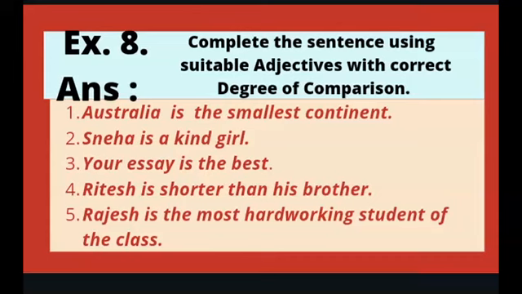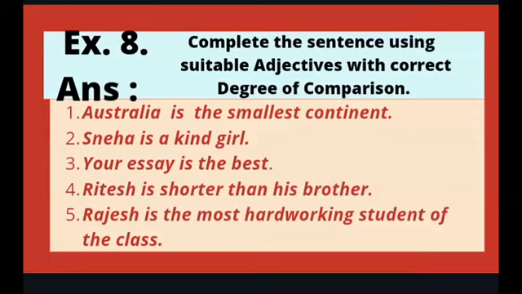Now, students, in this exercise, just note down sentence number 1. Australia is the smallest continent. Remember, here we are talking about Australia compared with all the continents in the world. So you need to add the word the in front of the adjective: the smallest. It's a superlative. Similarly, your essay is the best. We are comparing this with all other essays, so it is the best. For the superlative degree, you need to add the word the. Similarly, in the last sentence, the most hardworking student. So remember, in front of the superlative, you need to add the.